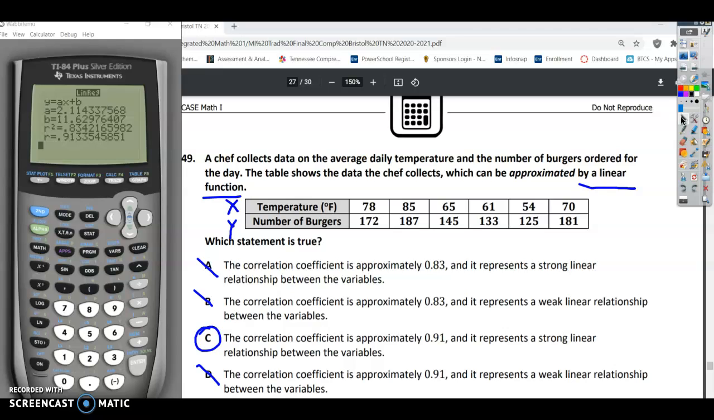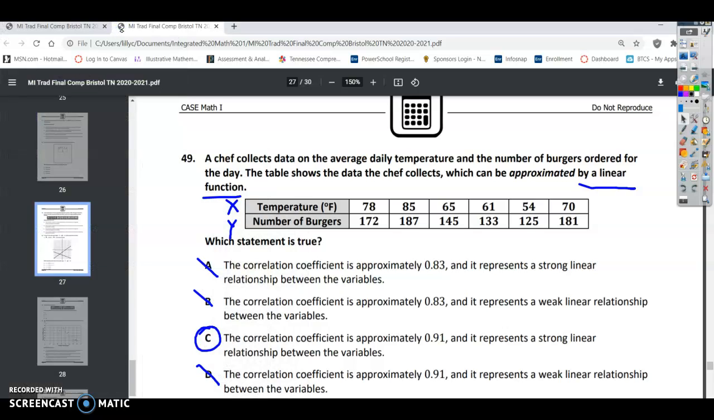Remember to turn on the R. You have to go to second 0, which is your catalog. Scroll down to diagnostics on. Once your diagnostics is on, you do the same thing as before. And you write your equation and it will tell you what your R is. And the R is the correlation coefficient. All right, so for number 49, the answer is C.